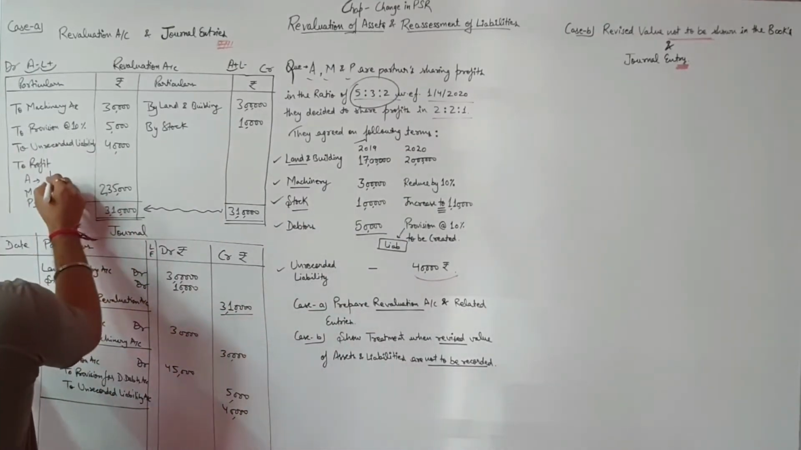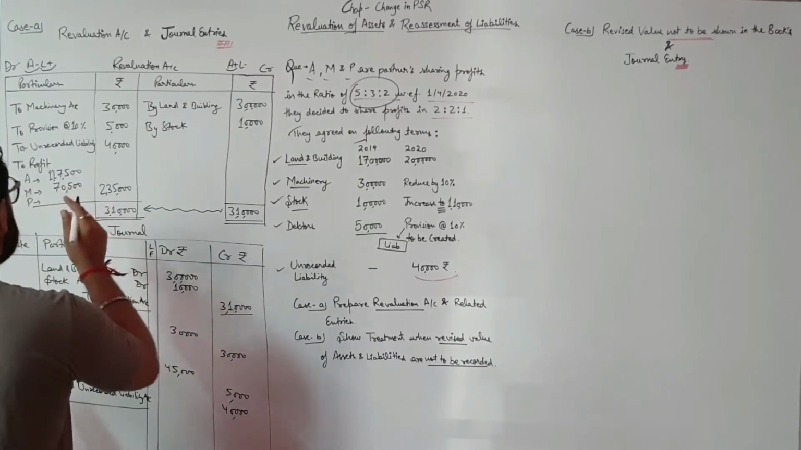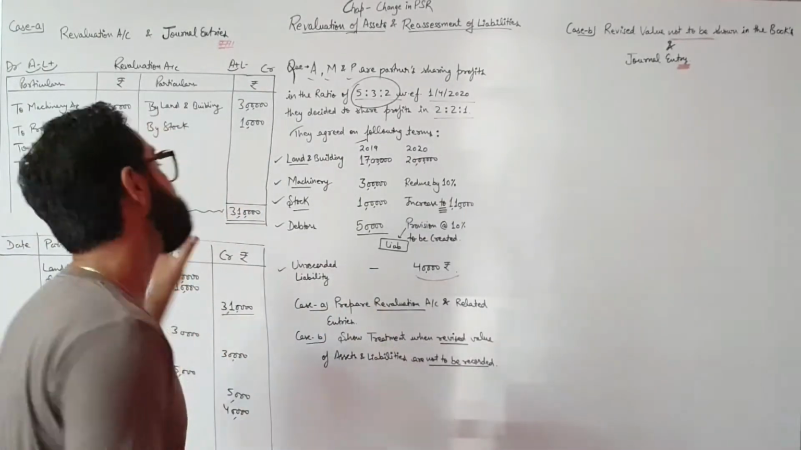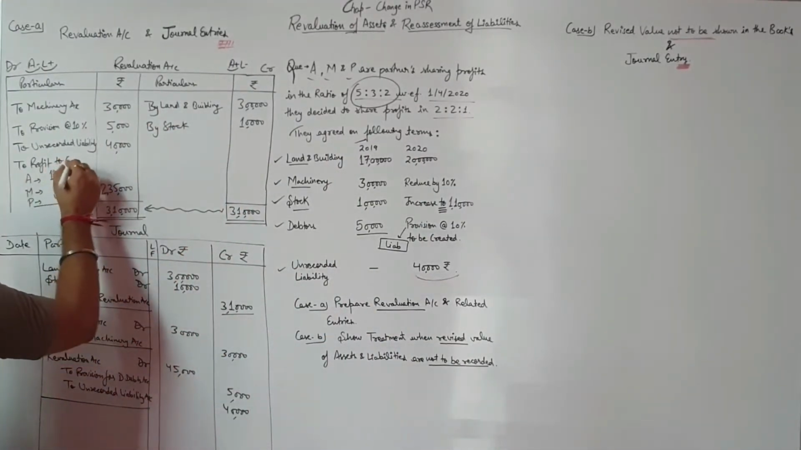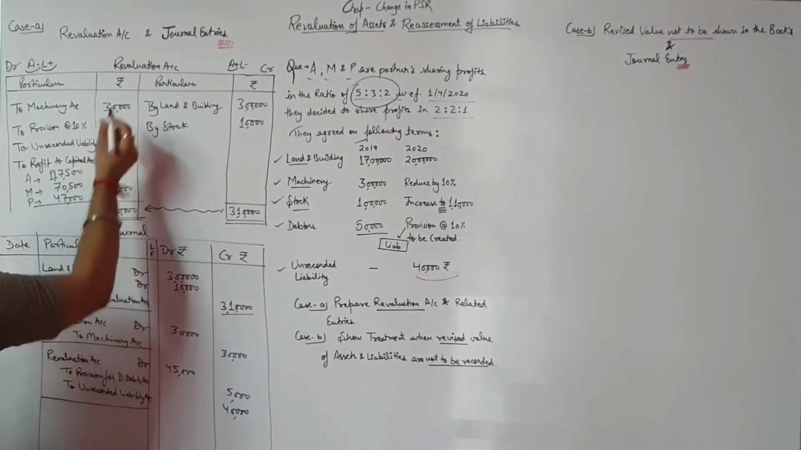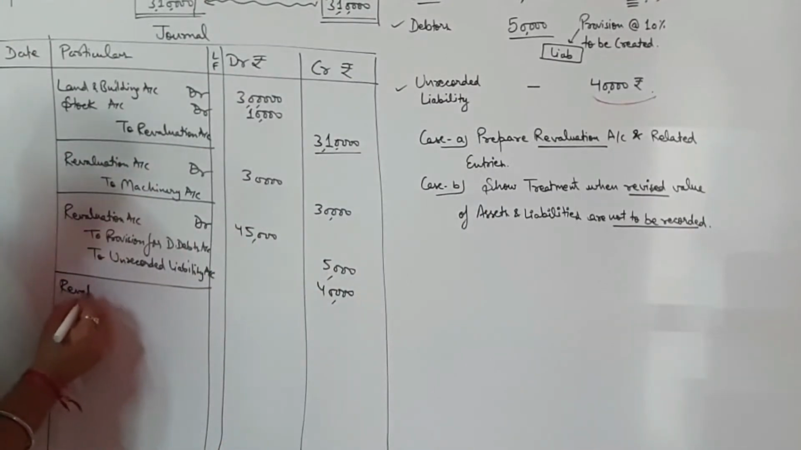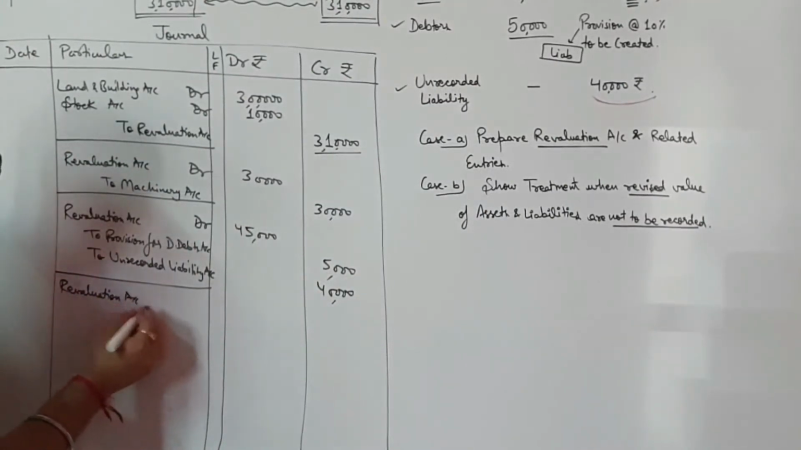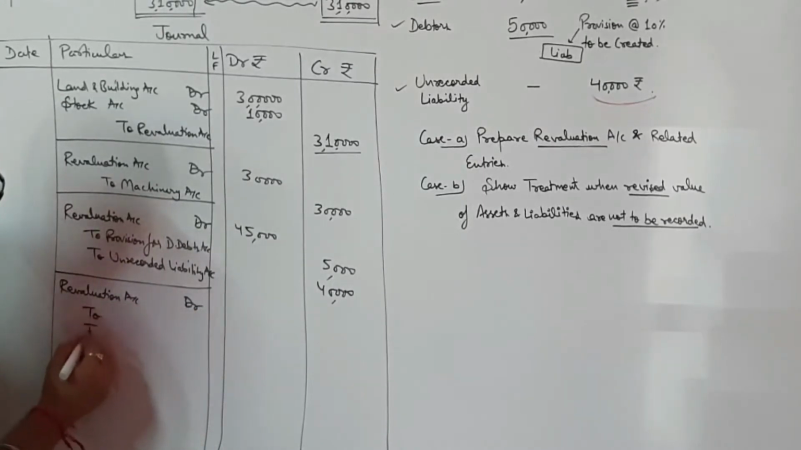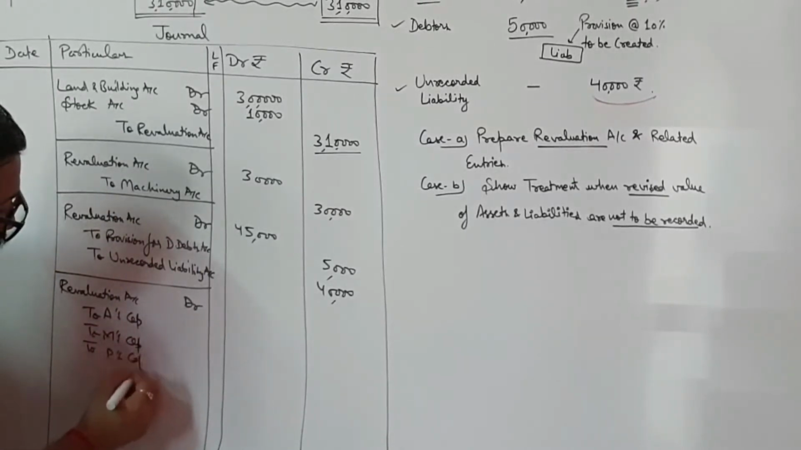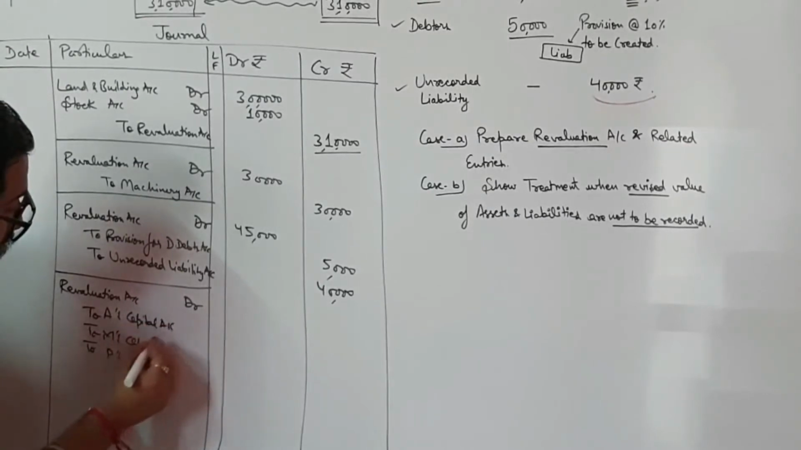So A will get 1,17,500, M 70,500 and P will get 47,000. Okay, so when the profits are distributed, they will be transferred to capital account. So the entry will be revaluation account debit to A, M, P capital account.